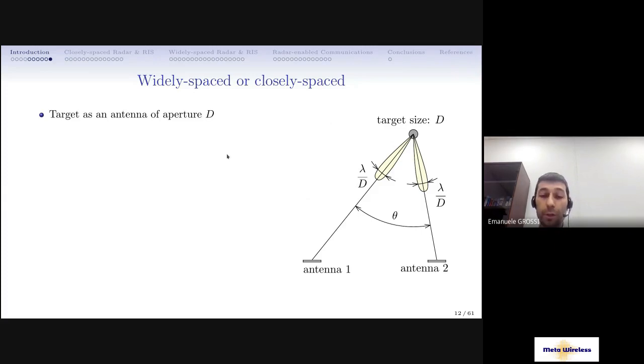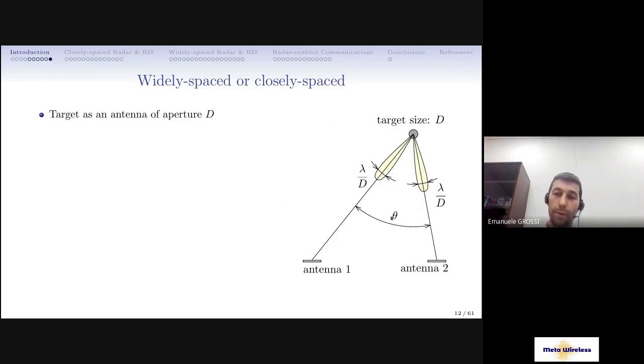The last important definition I would like to report here is that concerning widely separated and closely separated antennas. The radar reflects parts of the incident wave back to the radar. Therefore, if we see the target as an antenna of aperture equal to its size, let's say d, the target scattering can be modeled through a beam of angular width equal to lambda divided by d.